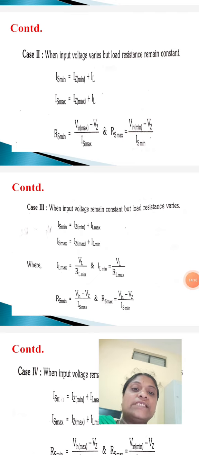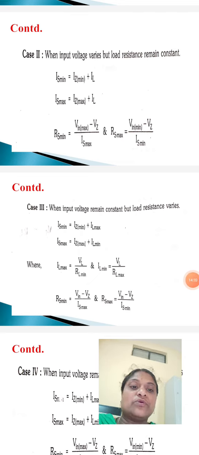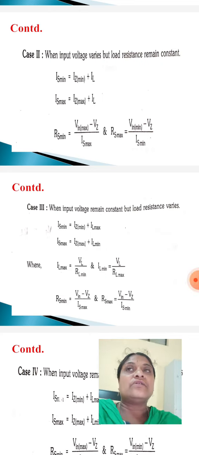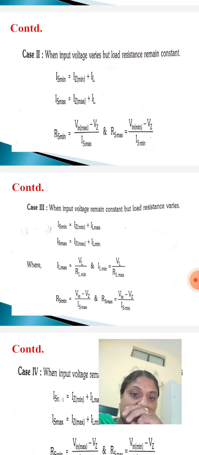When input voltage remains constant but load resistance varies, that's why the load varies. Load means the load voltage or current also varies. Okay, so observe these equations.